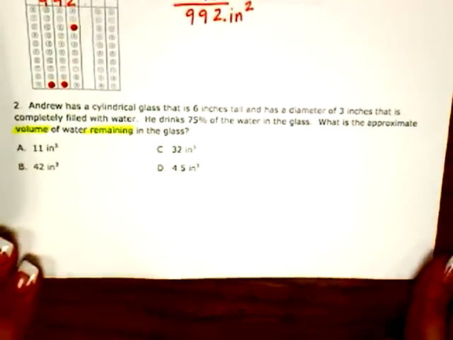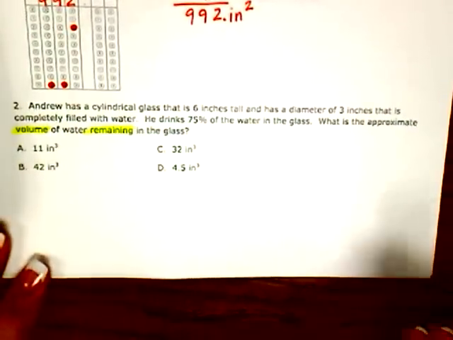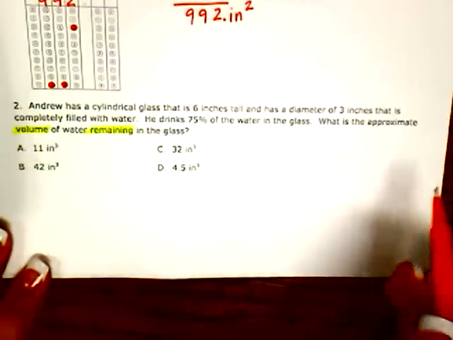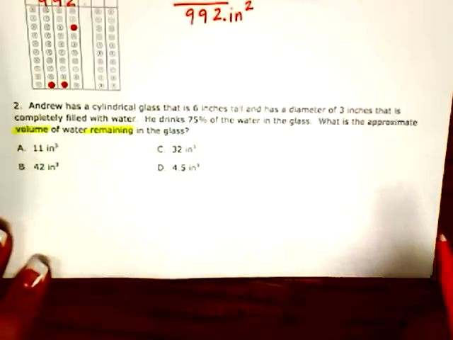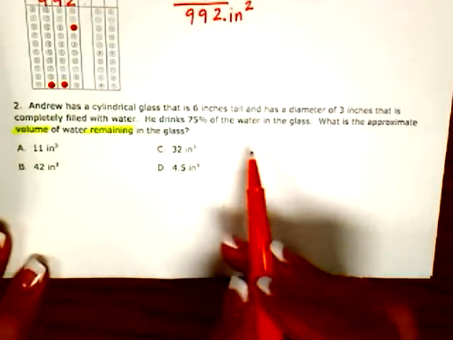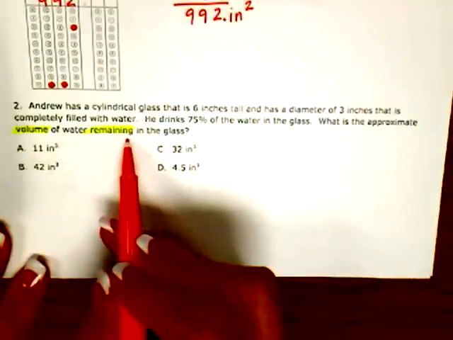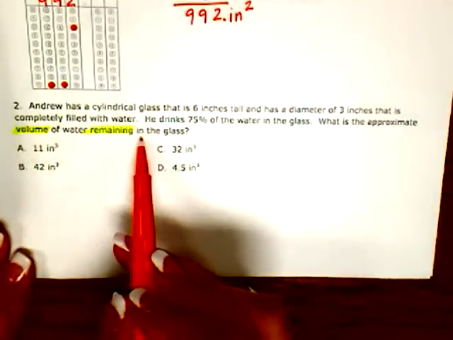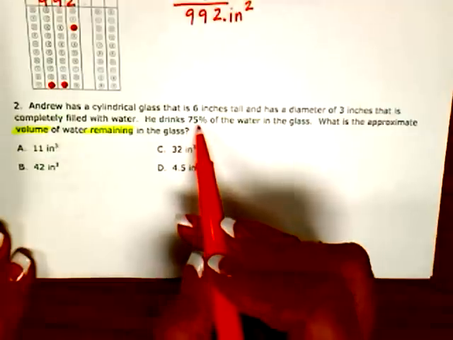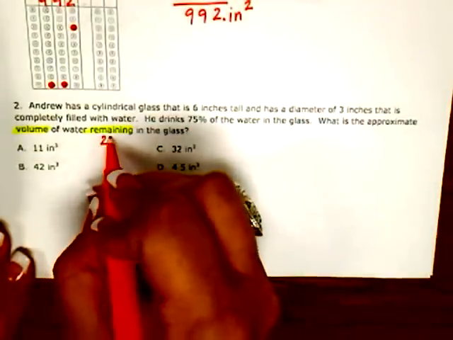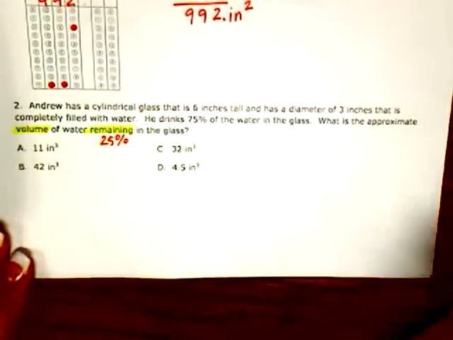Number 2, Andrew has a cylindrical glass that is 6 inches tall and has a diameter of 3 inches that is completely filled with water. He drinks 75% of the water in the glass. What is the approximate volume of water remaining in the glass? So I'm looking for volume, and I'm also looking for the water that is remaining in the glass. So if he drinks 75% of the water in the glass, then 25% is what's remaining.